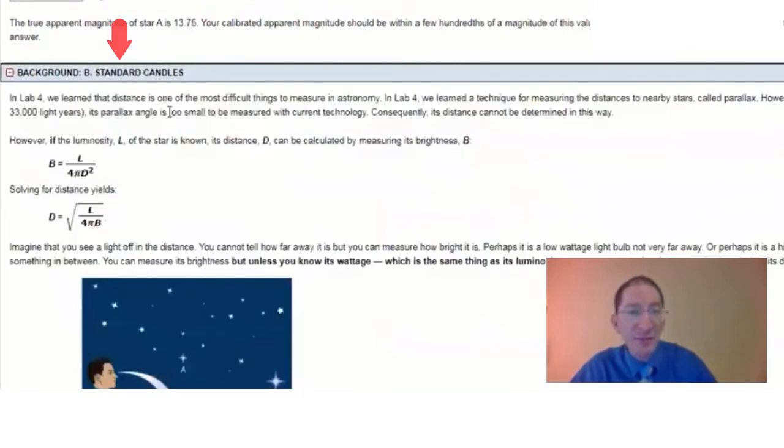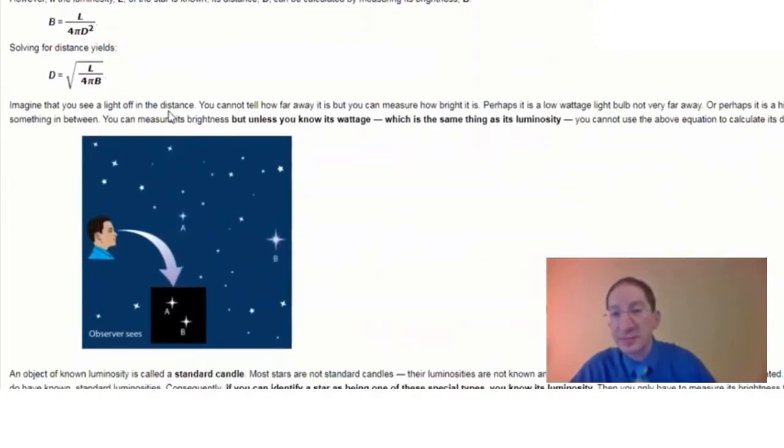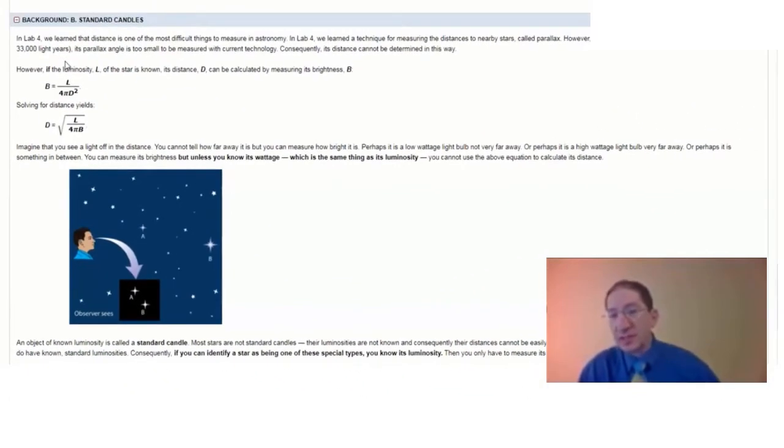So let's go to Section B, standard candles. So there's a difference between brightness and luminosity. Luminosity is intrinsic to the object. It's the same, whether the object is close to you or far away. For example, take a light bulb. Its luminosity is measured in watts. A 60-watt light bulb is always 60 watts, whether it's close to you or far away. But its brightness does, of course, depend upon its distance away.